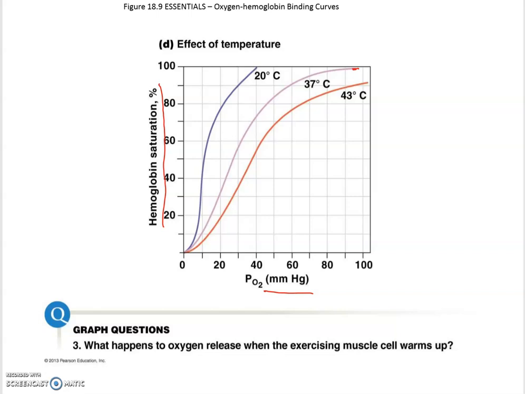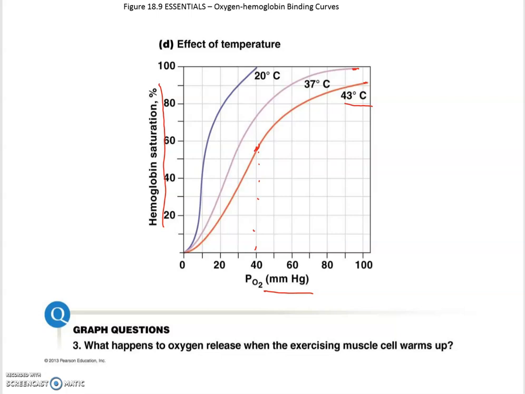Now, let's say you have a very high fever, 43 degrees Celsius. That's very high. So now at 100 millimeters of mercury, your hemoglobin won't saturate anymore. And at 40 millimeters of mercury in the tissues, we're going down to, well, if not even 60% saturation of hemoglobin. So we're releasing faster. You're not binding as effectively, and you're releasing faster at that body temperature.